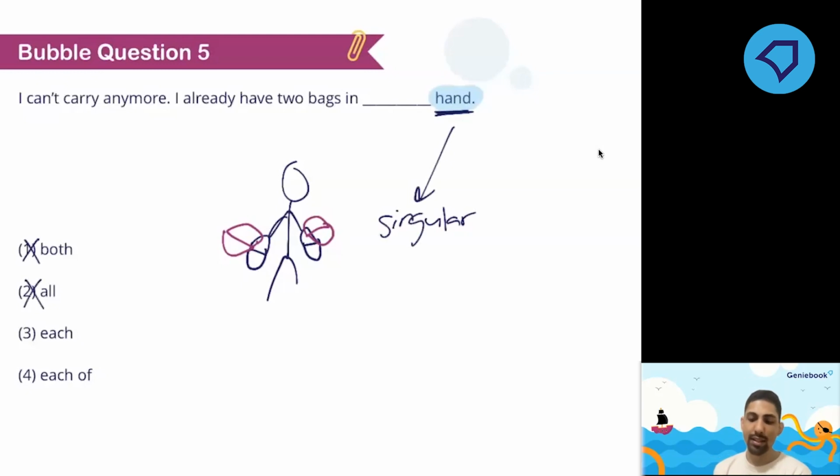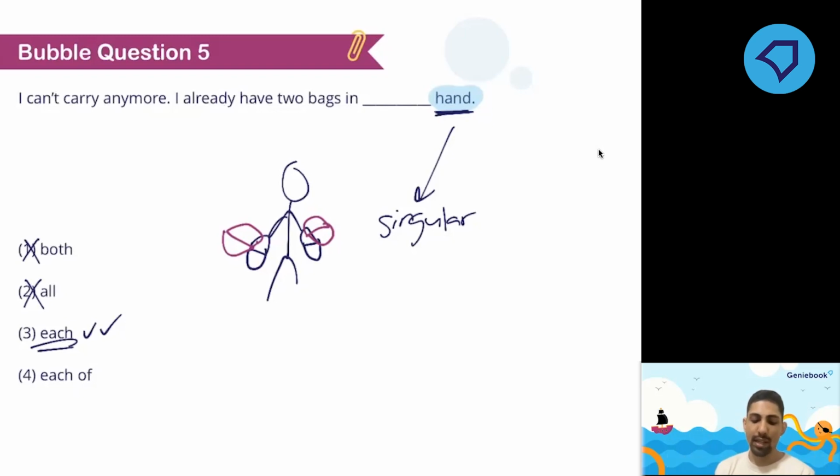In each hand is correct. I already have 2 bags in each hand. Take note. If you say in each hand, it means left hand 2 bags, right hand 2 bags. If you say I have 2 bags in both hands, it could be misunderstood. It could mean in total you have 2 bags. It's a bit vague there.